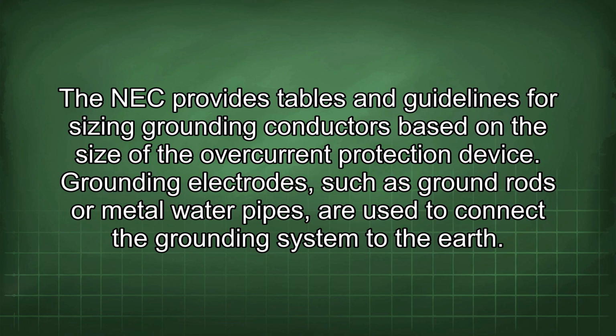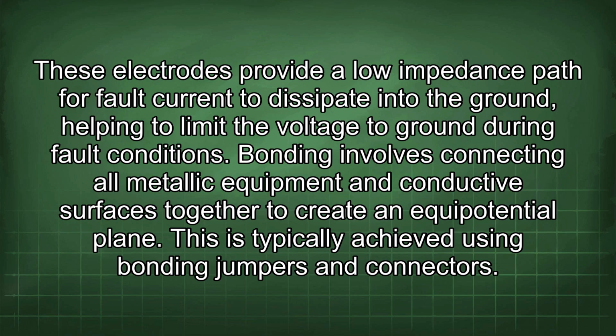Grounding electrodes, such as ground rods or metal water pipes, are used to connect the grounding system to the earth. These electrodes provide a low impedance path for fault current to dissipate into the ground, helping to limit the voltage to ground during fault conditions.